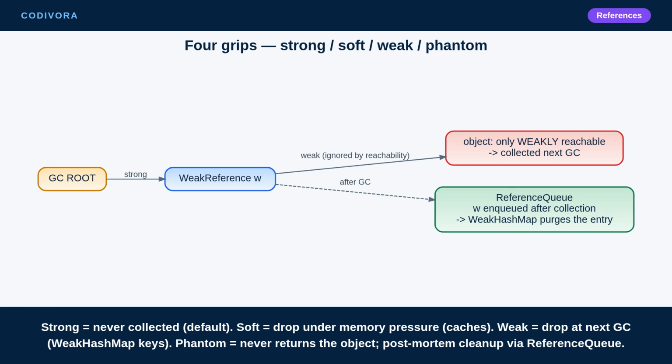It always returns null. You only get a notification through a reference queue after it's collected, used for precise native cleanup. Watch the weak case. Once the only path is the weak reference, reachability ignores it, so the object dies next GC, and the cleared reference is posted to a reference queue so code can purge its stale entry.